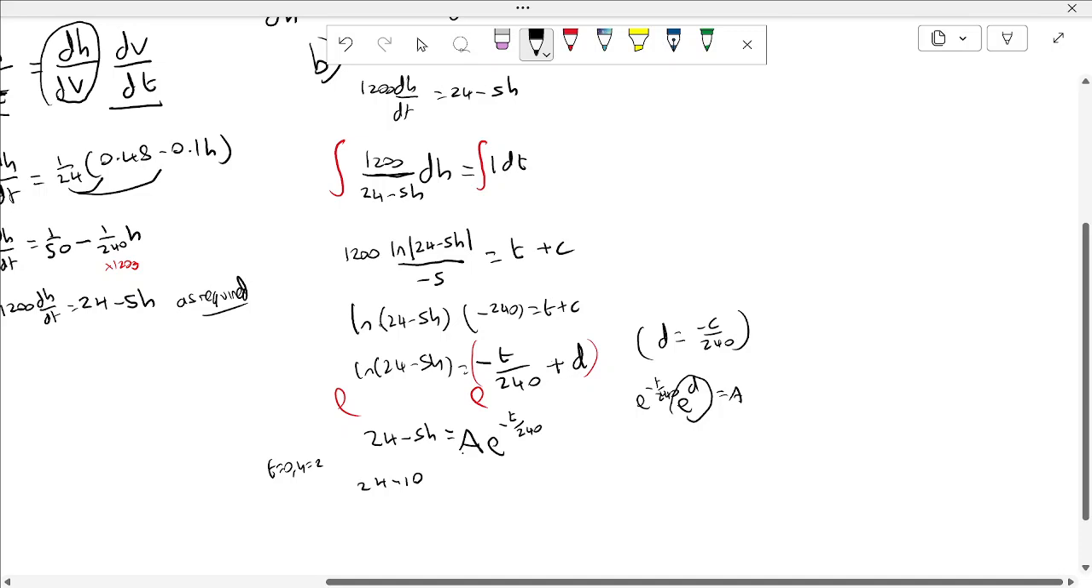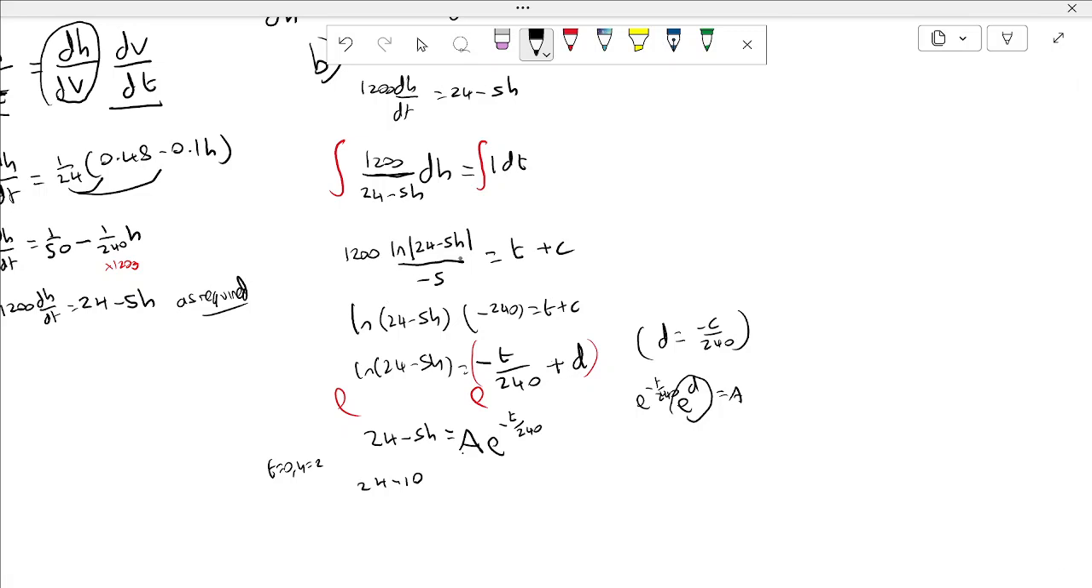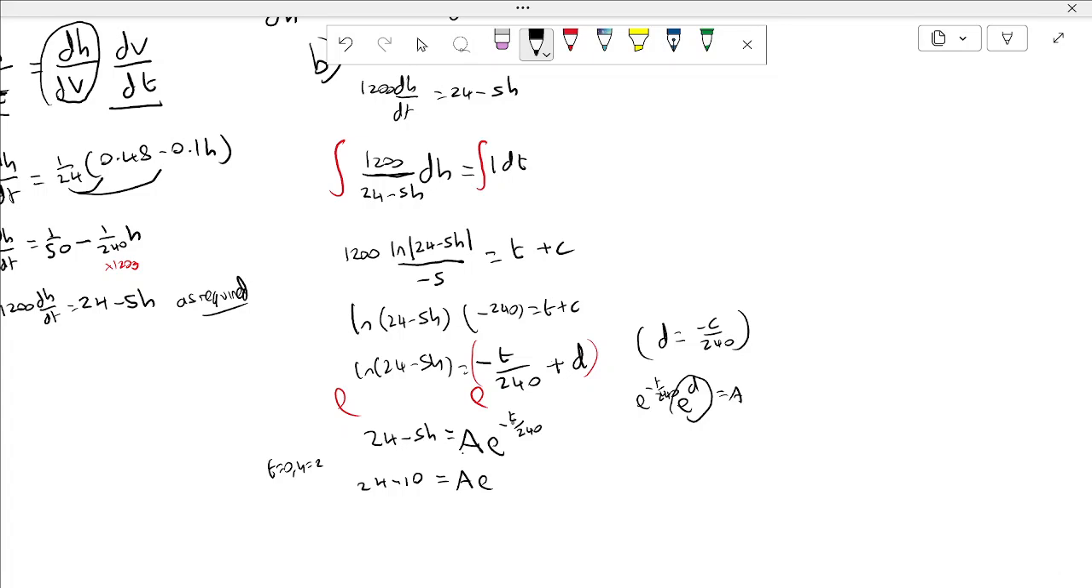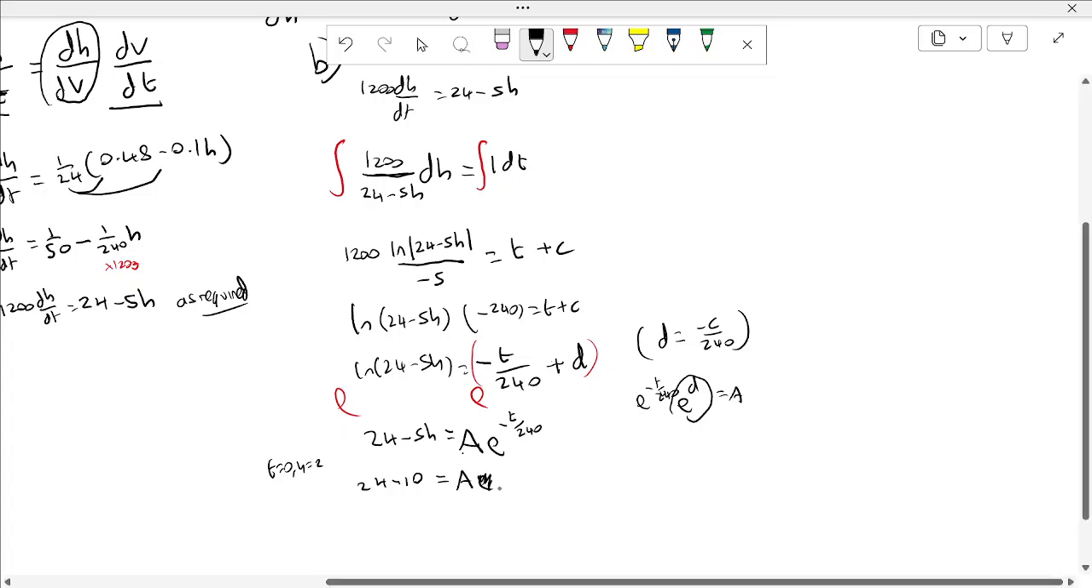This is why I didn't worry about the absolute value, because almost all the values of h here are going to be less than 24 over 5. This thing's going to be positive anyway. So 24 minus 10 equals a e to the... well, when t is 0, this is just e to the 0. It's just 1, isn't it? So I can actually just cross it out. A times 1. So a is 14.